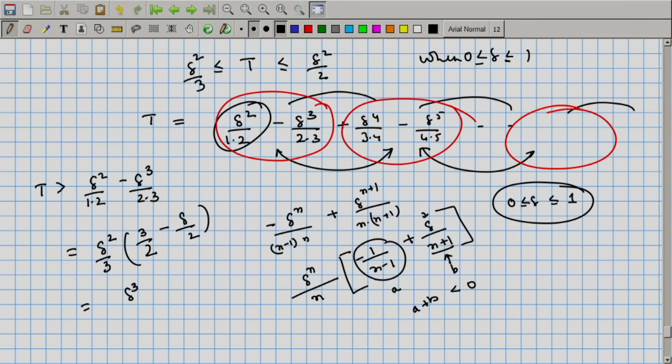So, this is equal to delta square by 3 into 3 minus delta by 2. The maximum value that delta can take is 1, and even in that case this expression is going to be 1. So, this is no less than 1. So, the entire value of t should surely lie between delta square by 3 and delta raised to 2 by 2.